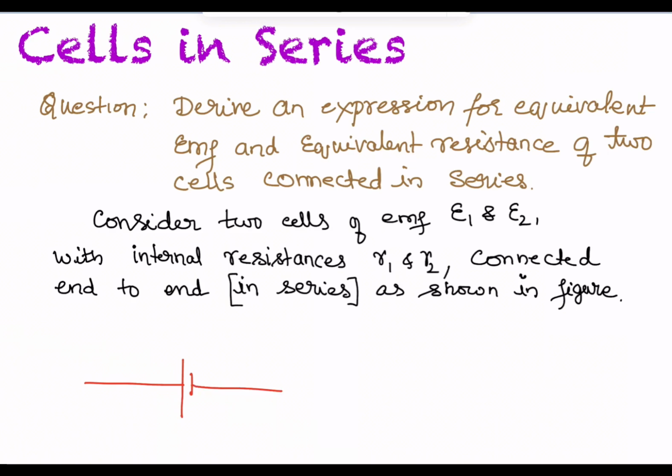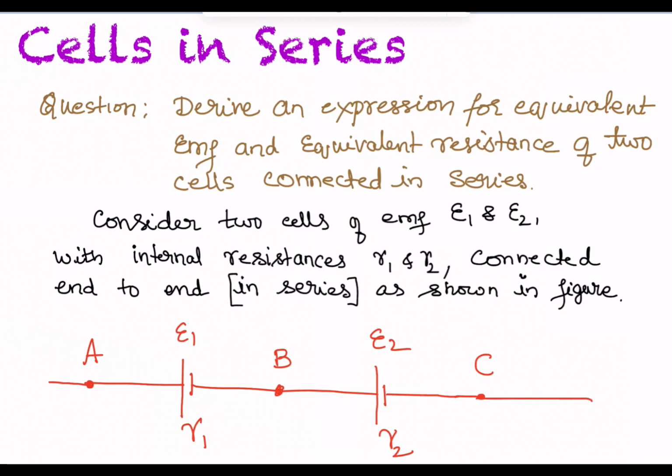of EMF E1 and internal resistance R1 and connected in a circuit between the points A and B. Now let's connect another cell with EMF E2 and internal resistance R2 between the two points A and C in the circuit.